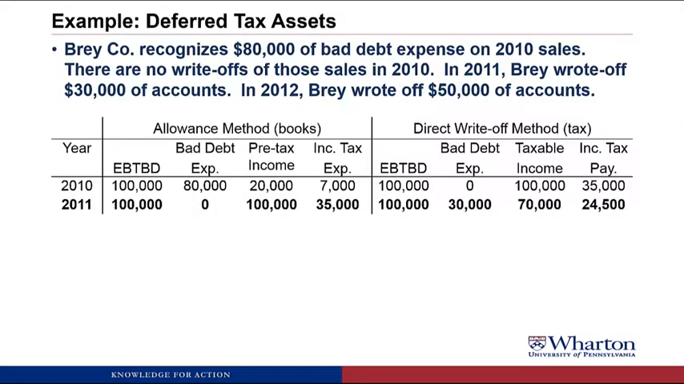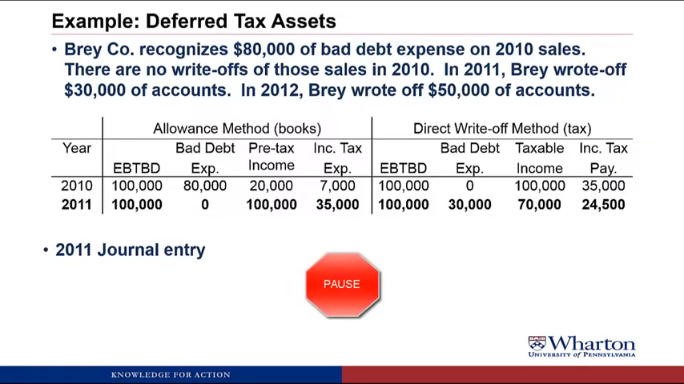So continuing on, in the tax method on the right-hand side, we're going to assume the same $100,000 of taxable income before bad debt expense and taxes. Now bad debt expense is $30,000 because that's how much in accounts that Bry wrote off in 2011. That gives us taxable income of $70,000, 100 minus 30. We take that $70,000 times 35% and you get income tax payable of $24,500. So I'll put up the pause sign and try to do the journal entry for income tax expense and income tax payable in 2011.